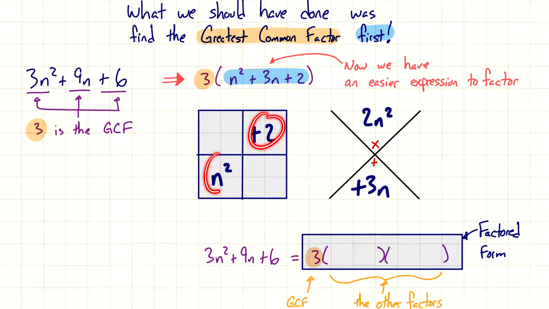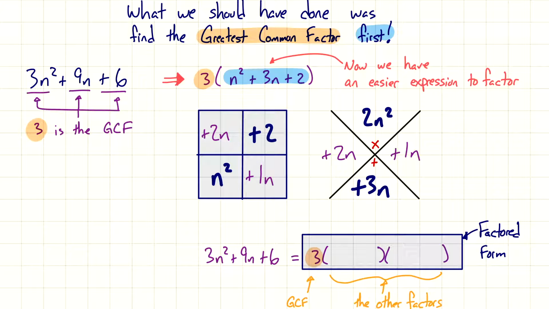so 2n times n squared is 2n squared. So now I'm trying to think of what two numbers can I multiply to give me 2n, but when they add, they give me a 3n. All right, so let's put 2n, a positive 2n, and a positive 1n would work. And so I'm going to put those in. So this would be 2n and positive 2n, positive 1n.